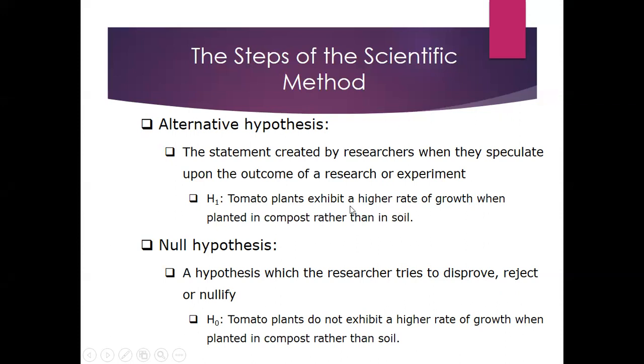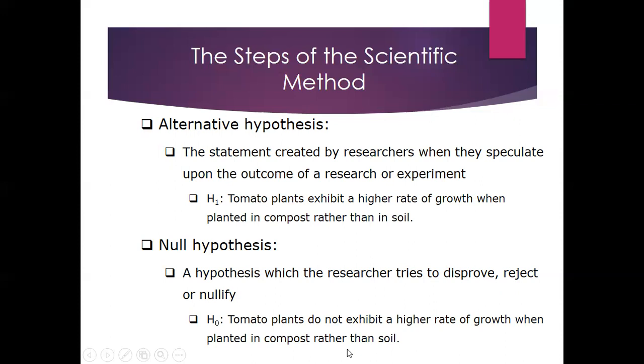So the if portion is actually the second part of the statement. The then portion is the first. Now it doesn't have to be this way. You could have started off by saying, when tomato plants are planted in compost rather than soil, they will exhibit a higher rate of growth. It essentially means the same thing. It's just the way you structure the sentence, ensure that the two components are present. So this is an example of the alternative.